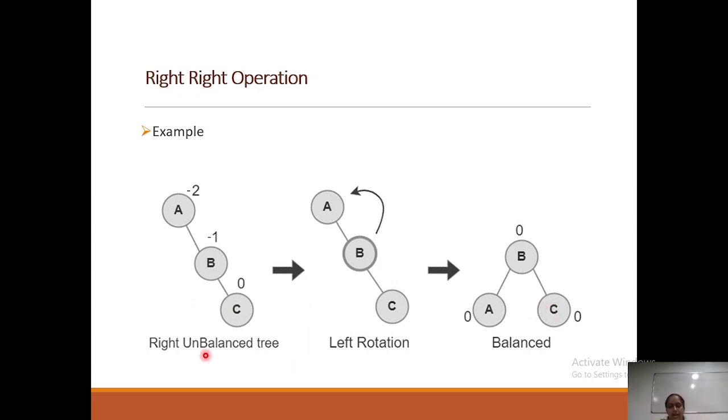So from a right unbalanced tree we are performing an anti-clockwise operation, making the middle node B the root node and making the root node A the left subtree of root node B, and hence our tree becomes a balanced one. So this is the right operation to make the AVL tree balanced.